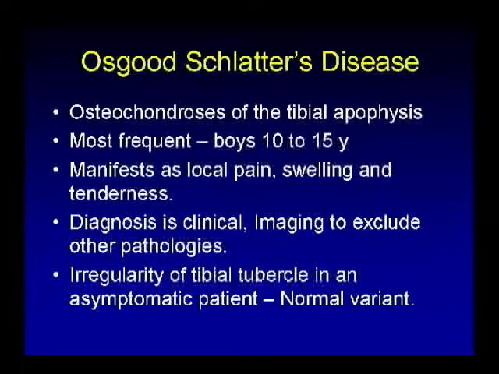In the absence of any clinical symptoms, this would be counted as a normal variant in spite of being fragmented and sclerotic. So diagnosis is usually clinical, and imaging is not used to confirm the diagnosis. It is used to rule out other pathologies and other causes of anterior knee pain. It most frequently involves the 10 to 15 years age group.